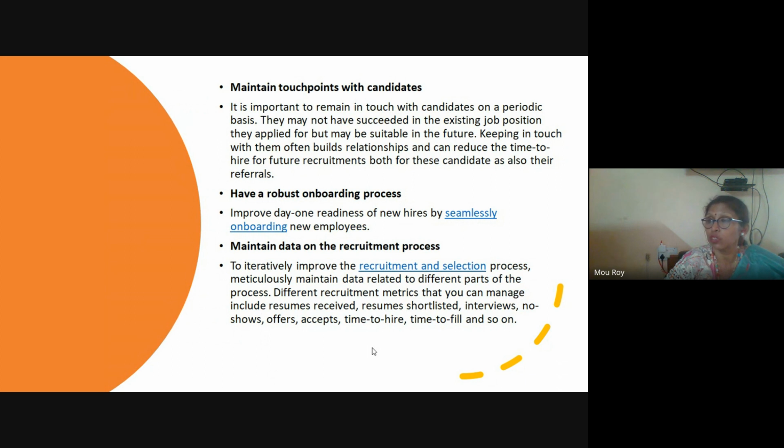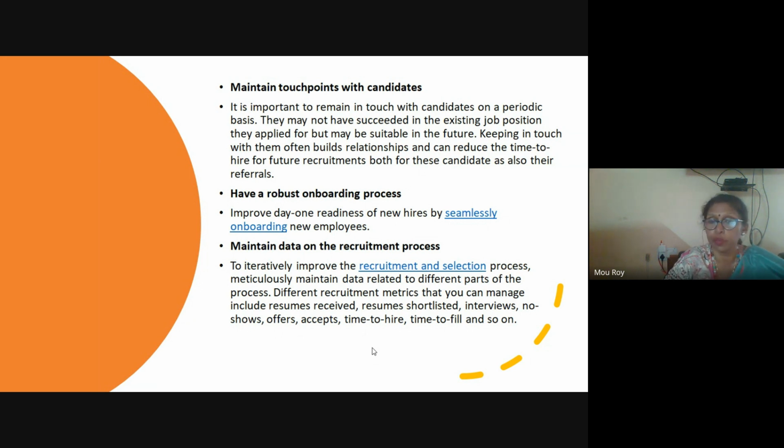Referrals are also very important, because when a candidate is being selected for a particular organization, there's a reference list. So the recruiter also asks the reference how he is, how his performance is. That is what matters. So you have to have that reference list. Referral is very important. Have a robust onboarding process. Onboarding is basically your orientation and induction; induction and placement is in the next unit.